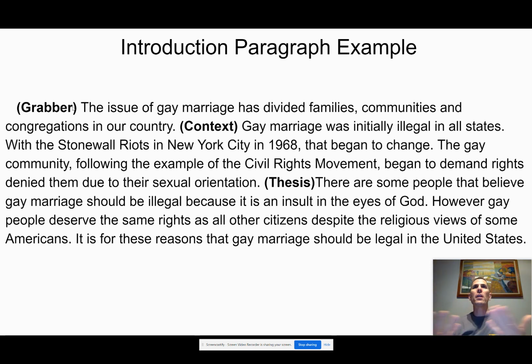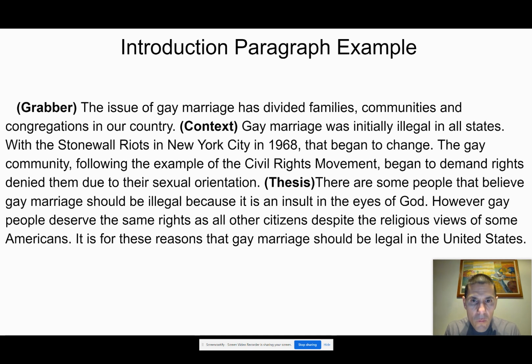It gives a little bit of the history. Look, gay marriage was illegal, okay? Then there was a turning point, the Stonewall riots. And also this is going on at the same time as the civil rights movement. So you start to see gay people assert themselves the same way Black people did in America.